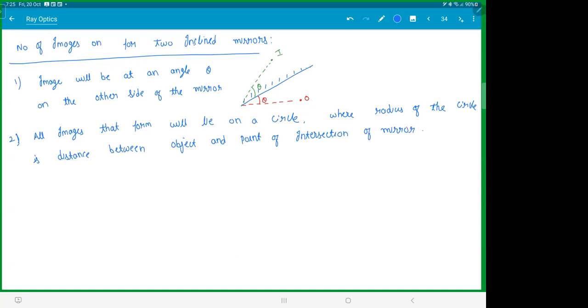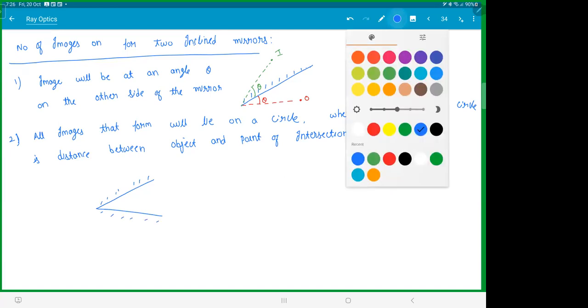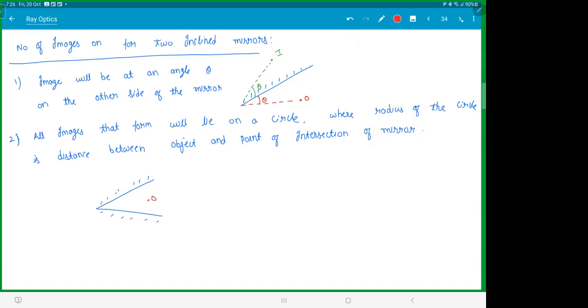Meaning, if you take two mirrors like this, and let's say you keep an object like this, and if you draw a circle, you will observe the images will be again this I1, I2, I3, I4. So you'll get all images on a circle.